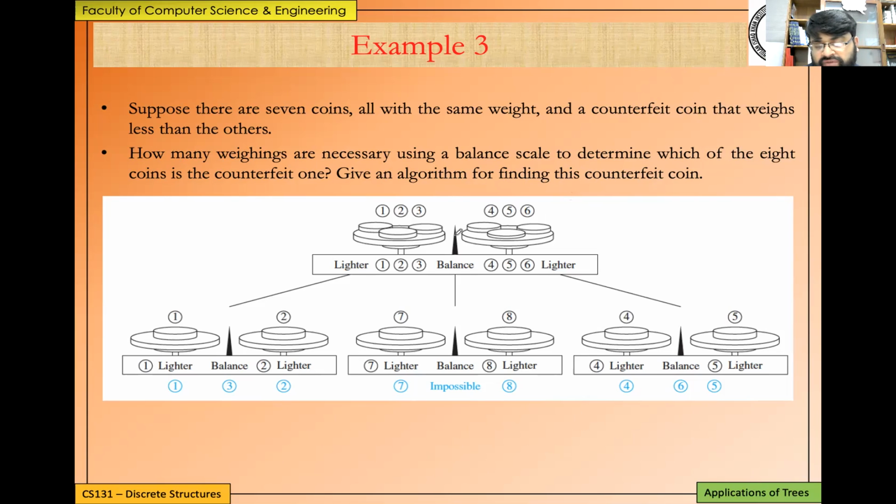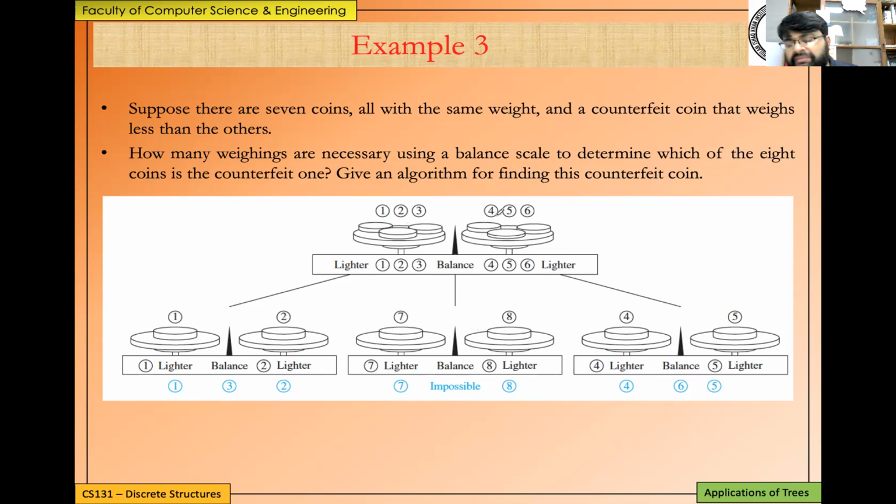Let's take the second scenario where both of them are balanced. If both of them are balanced, we know that neither of these coins is a counterfeit coin, and all you need to do is check for 7 or 8. For 7 and 8, there are only 2 possible outcomes: either 7 is lighter or 8 is lighter. They cannot be balanced. This is an impossible statement. Hence, if 7 is lighter, this is the counterfeit coin. If 8 is lighter, this is the counterfeit coin.